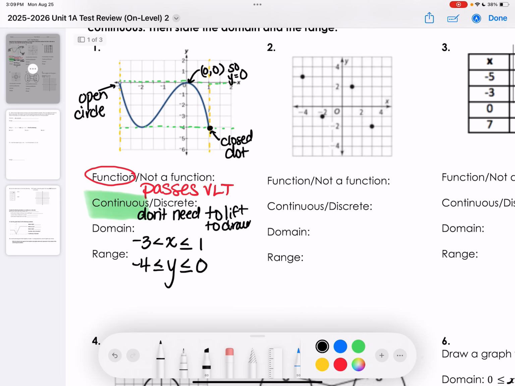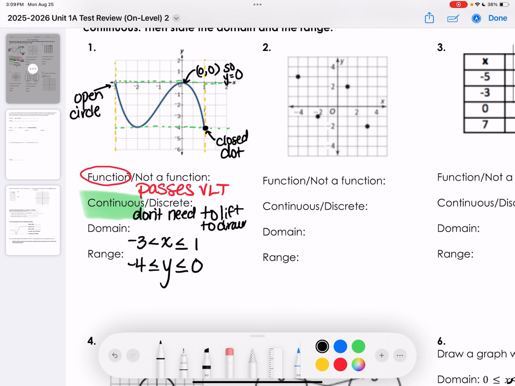Okay, moving on to number 2, it is a function. So with these, I would probably just check each of the points, right? And none of them fail the vertical line test, so we're pretty good there. So that makes it a function. And because they're dots, they are discrete.